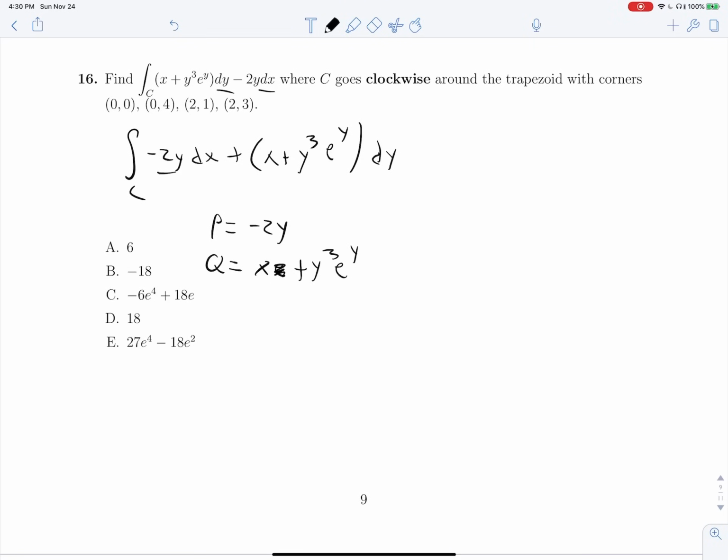And so we know by Green's theorem that the line integral over c of p dx plus q dy is the same thing as the double integral over the region bounded by the path that we're taking of the partial derivative of q with respect to x minus the partial derivative of p with respect to y dA.